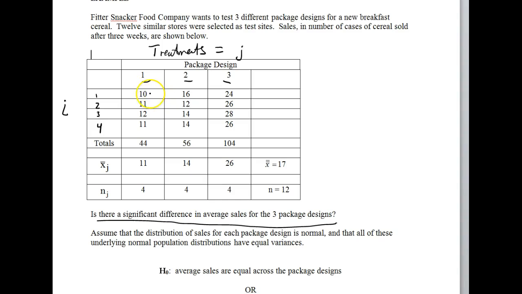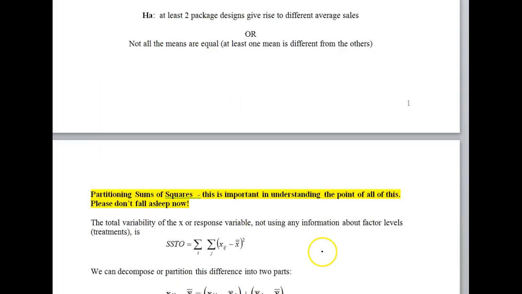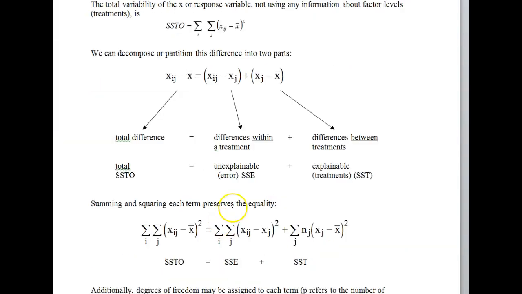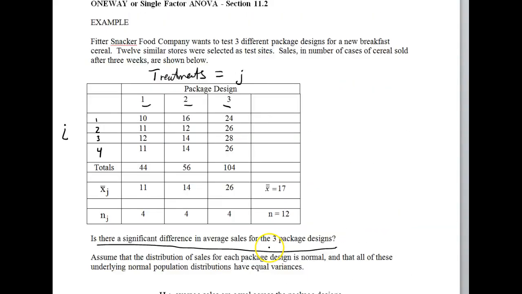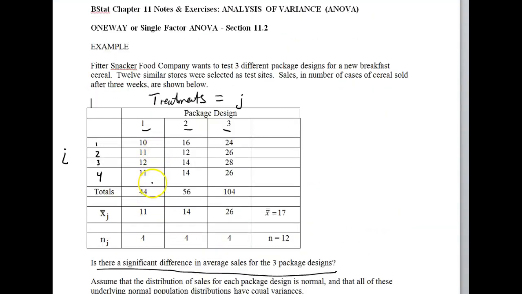This would then be 10 minus 11 squared. 10 minus 11 squared. So 10 being our Xij and 11 being our mean of the treatment. And then we square that. And then 11 minus 11 squared. And then 12 minus 11 squared. And then 11 minus 11 squared. And we're adding all those up in a summation.